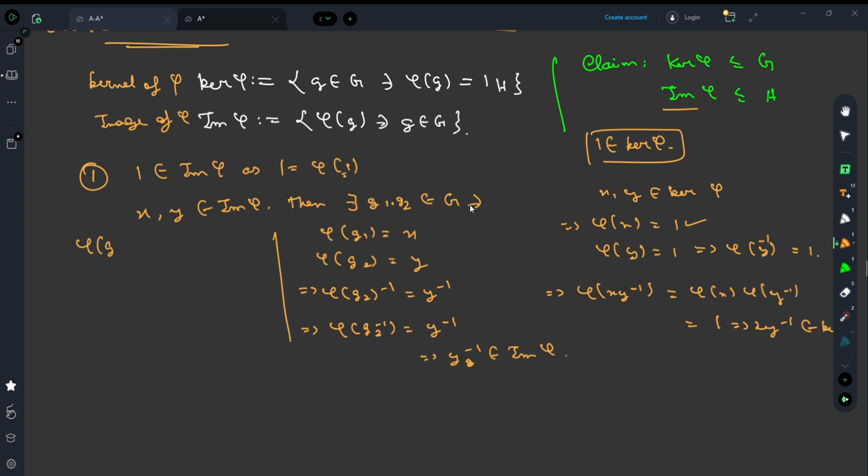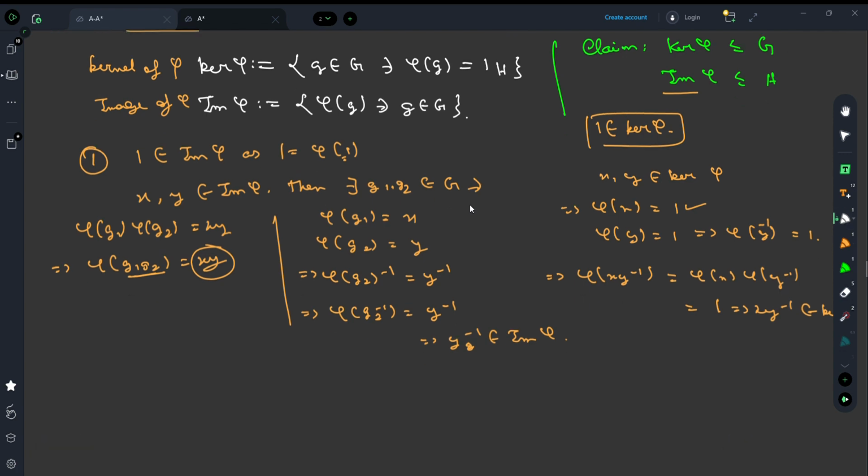It suffices to show they are closed because inverse we have already shown. What is phi of g1, phi of g2? It is x. That implies phi of g1 g2 is x y. But g1 g2 is an element of capital G. So x y is an element of the image of phi. Right? So it's indeed a subgroup. So the kernel of phi is a subgroup of G and the image of phi is a subgroup of H. Let's explore some more immediate properties of a group homomorphism.